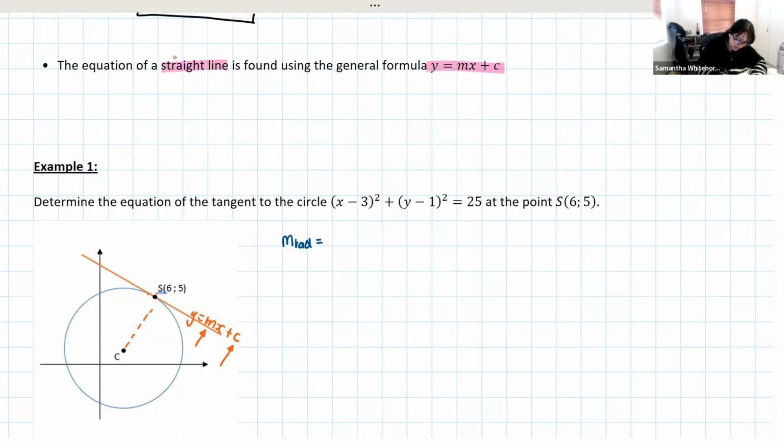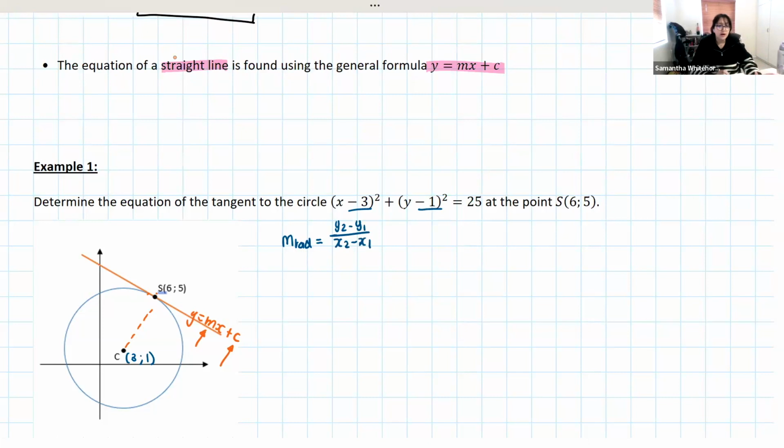Okay, now we know the center's coordinates are at (3, 1). That's directly from my equation. And I know S's coordinates. So it's very easy. I just use my gradient formula and I substitute in. So remember, y2 minus y1 over x2 minus x1.